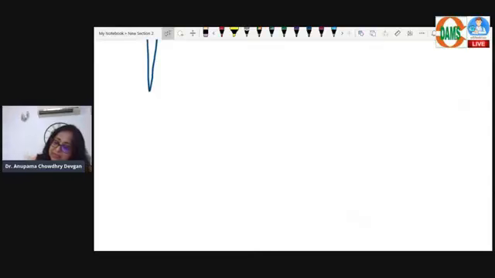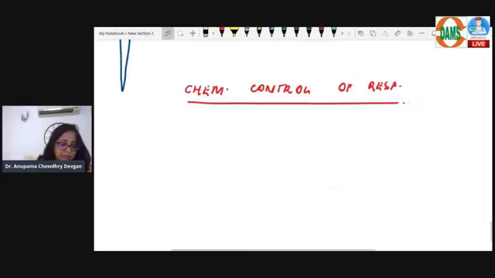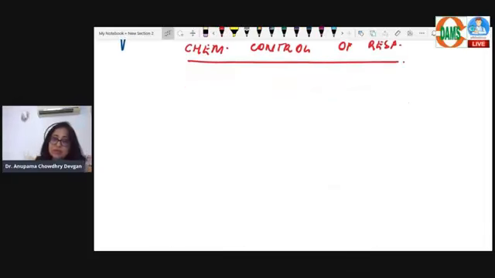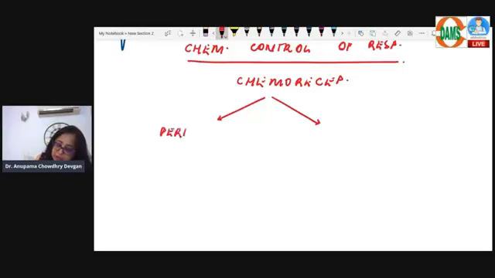Let us see what is the chemical control of respiration. Chemical control of respiration is by the chemoreceptors. And I told you there are two types of chemoreceptors: the peripheral chemoreceptors, and the central or the medullary chemoreceptors.